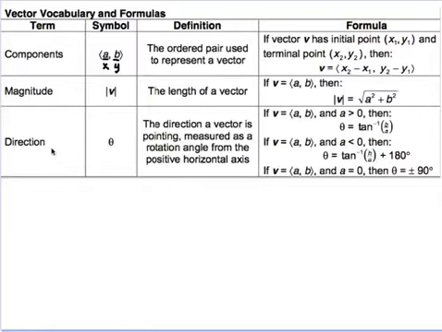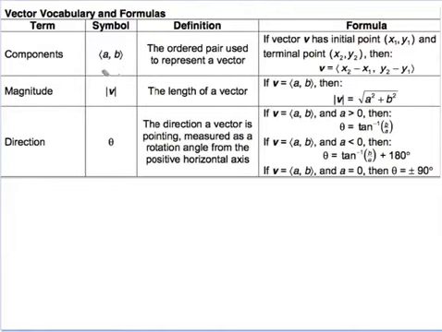All right, so now the direction is the symbol we just used, theta. This is just our direction or our angle in either radians or degrees. Most of the time I think we're going to be in degrees. Every once in a while we'll get radians. Just keep your trig table out and don't forget how to change between radians and degrees in your calculator, okay? So now the definition is the direction a vector is pointing measured as a rotation angle from the positive horizontal axis, okay?